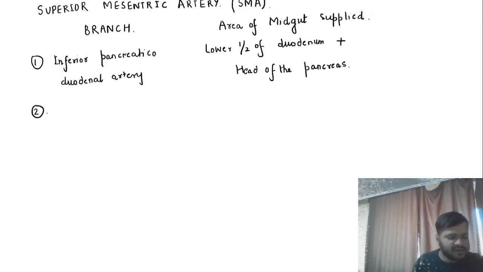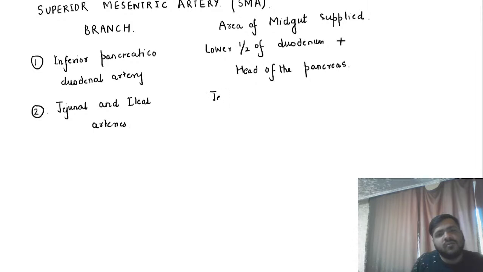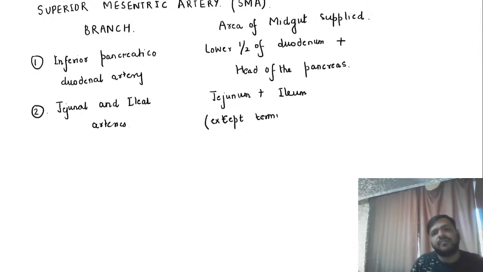The second one, guys, remember we have the jejunal and the ileal arteries. I don't have to even tell you, it is the jejunum plus ileum, except the terminal part of the ileum that I have not shown right now. The third, we have discussed the ileocolic arteries.